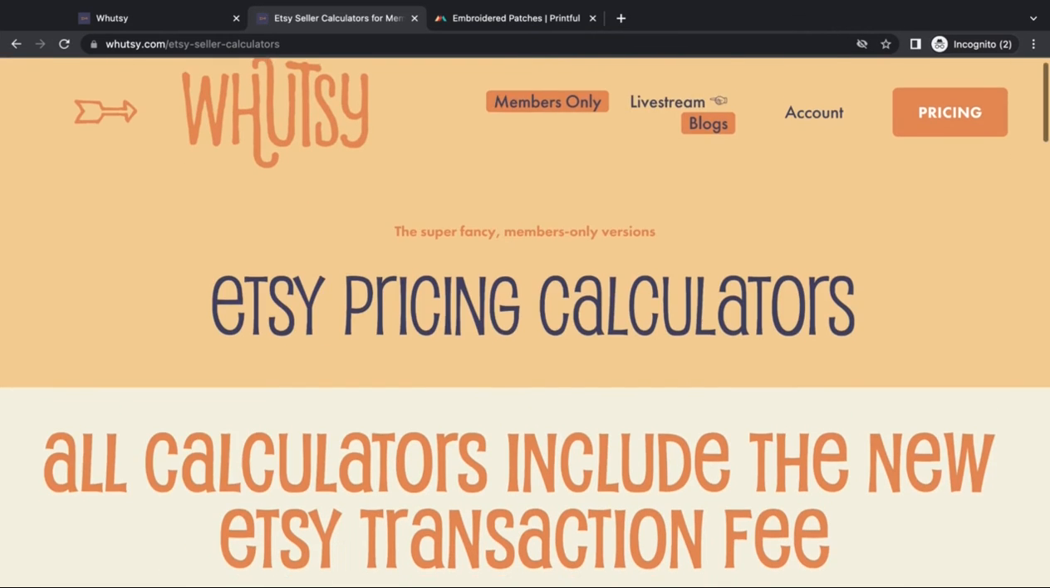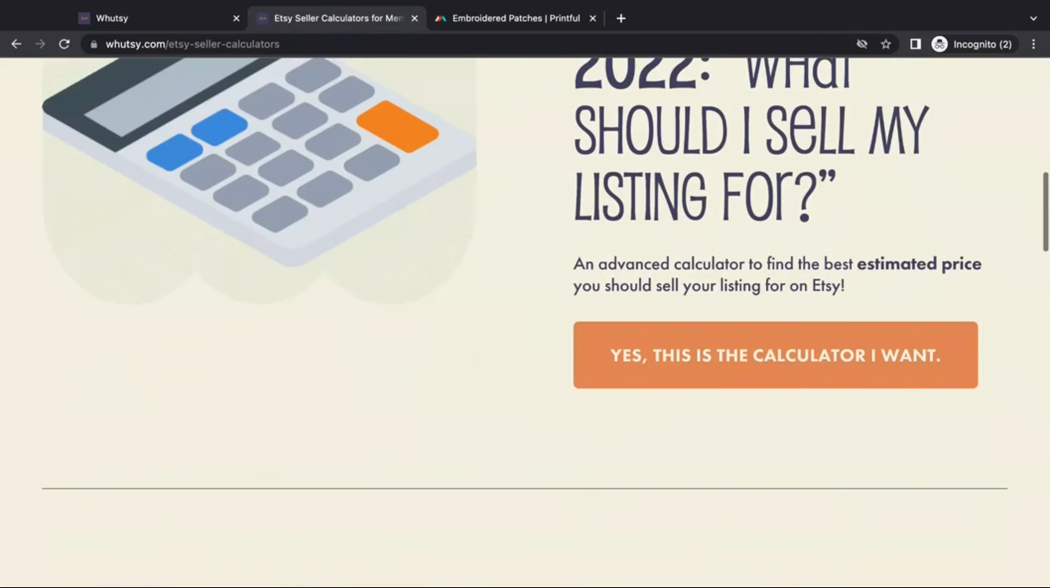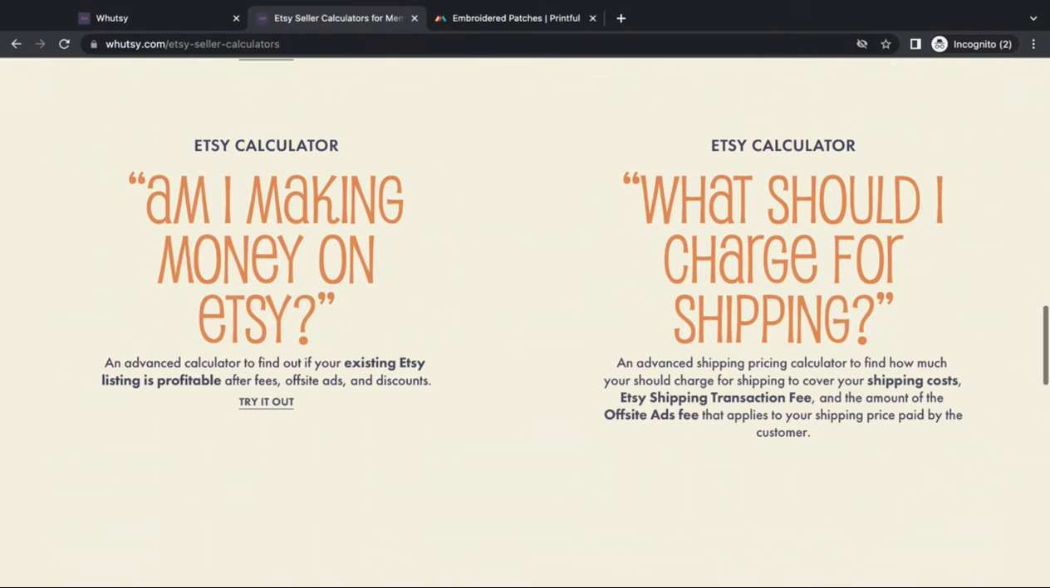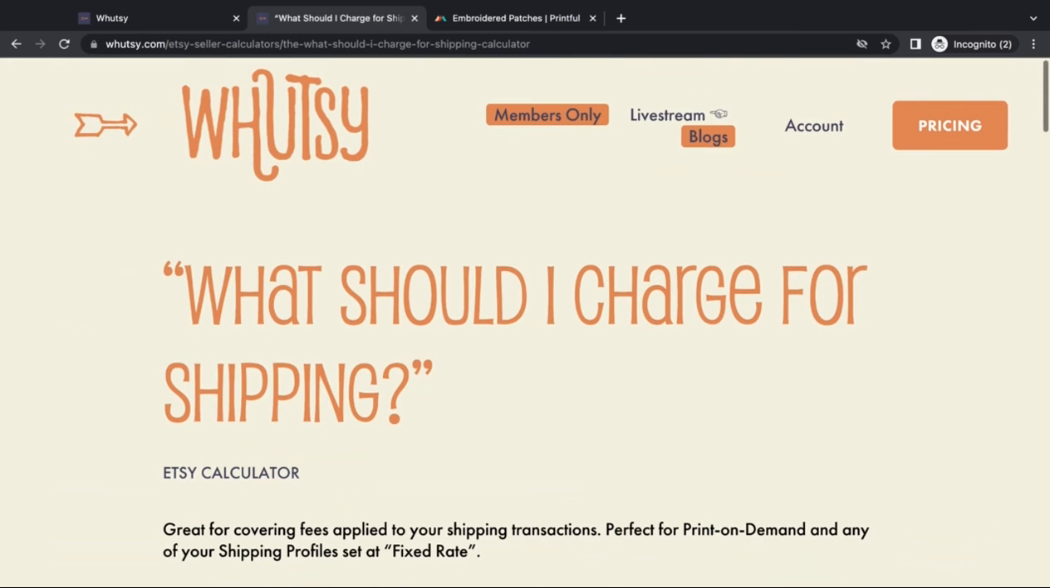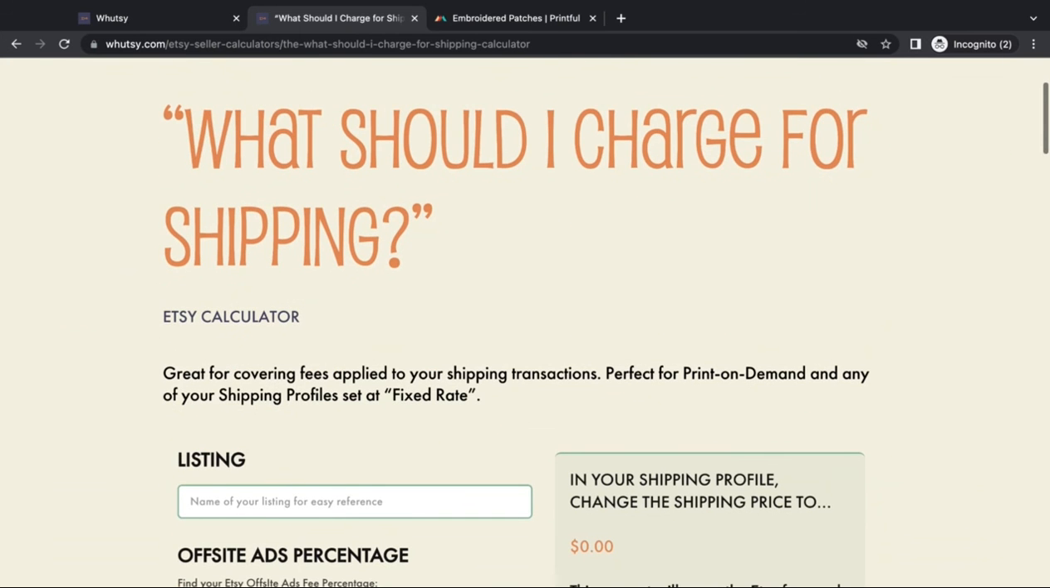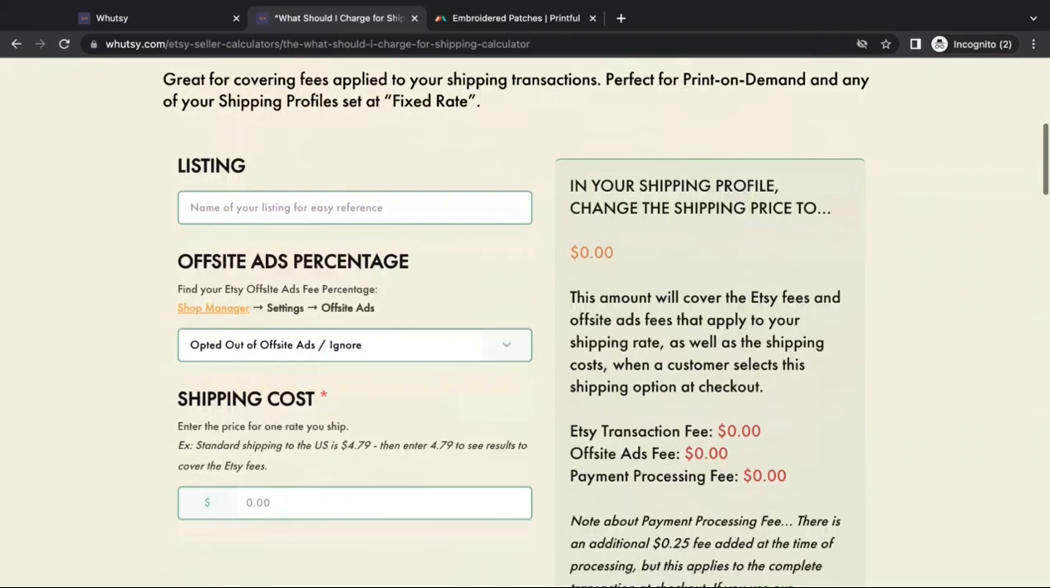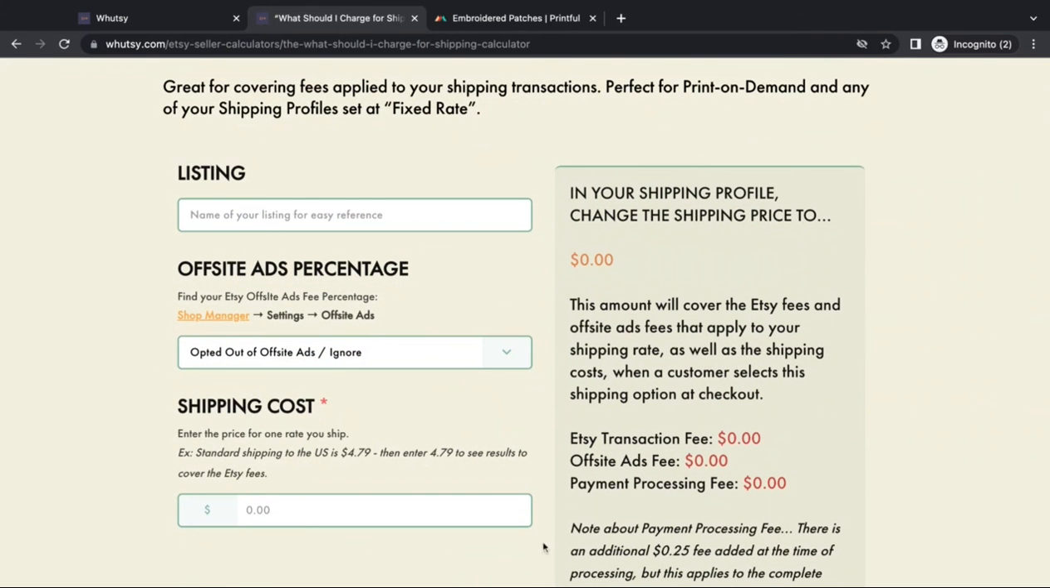The next calculator I'm going to talk about today is the shipping calculator. What should I charge for shipping? This calculator is in the members only section and it's a fairly small, easy to use calculator which updates automatically as you enter in information. And none of the information is required, so you can kind of speed through this. I made this like kind of a speedy calculator.